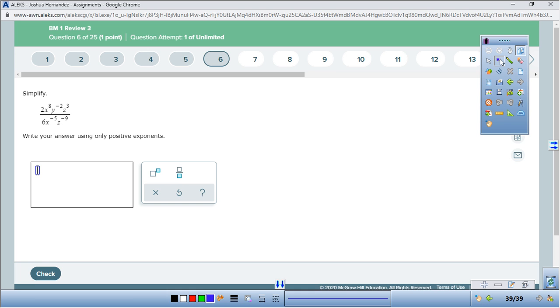Okay, I'm going to break it up already. Over here, I'm going to break it up as 2/6. Then I break up x^8 over x^-5. Then I have y^-2 over nothing, which would be 1, z^3 over z^-9. Now when it comes to this part here, just subtract. Clean up this one right here. Make sure you clean that one up.